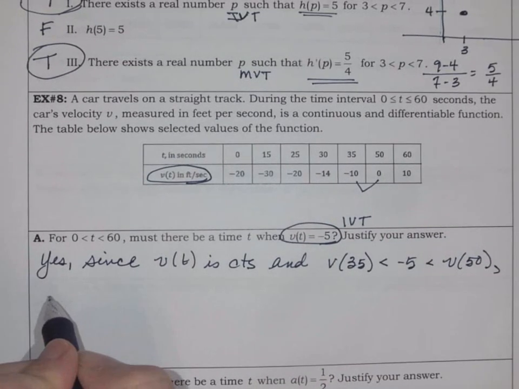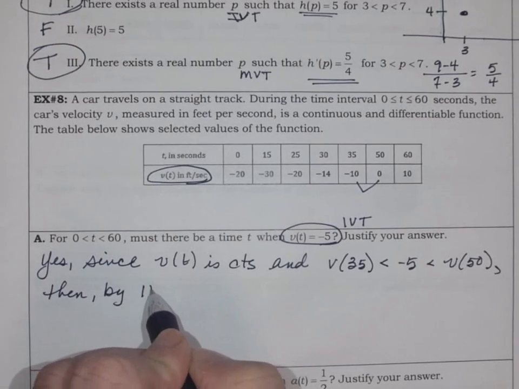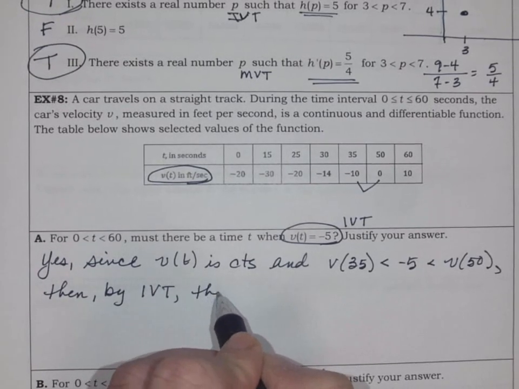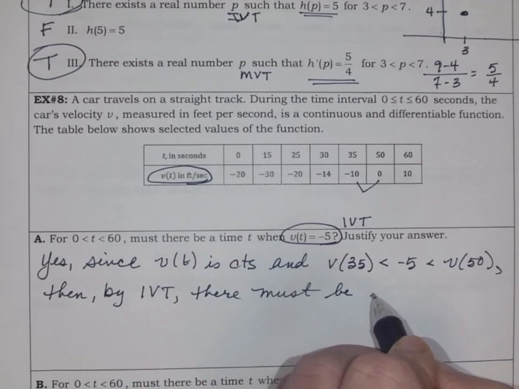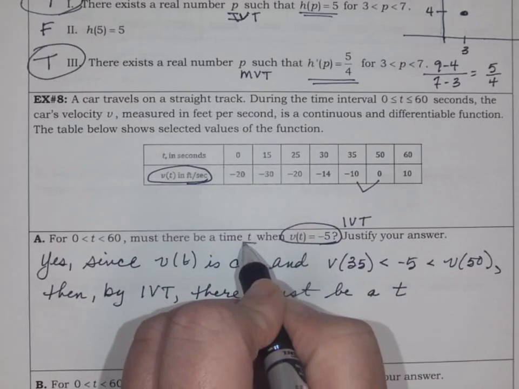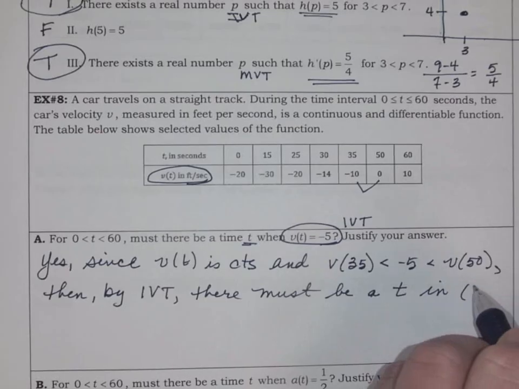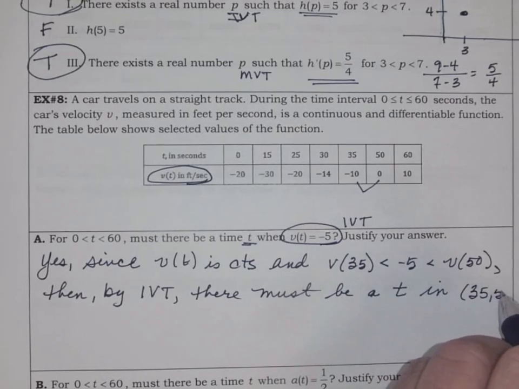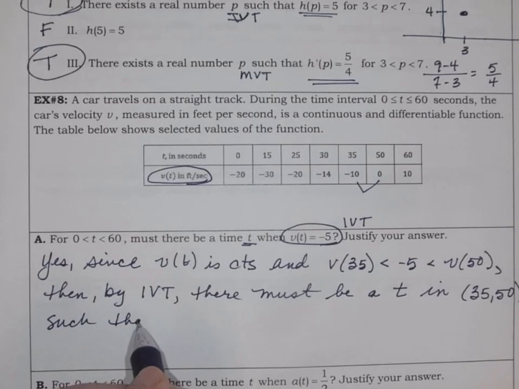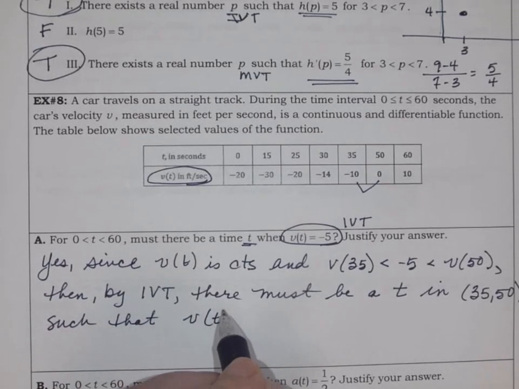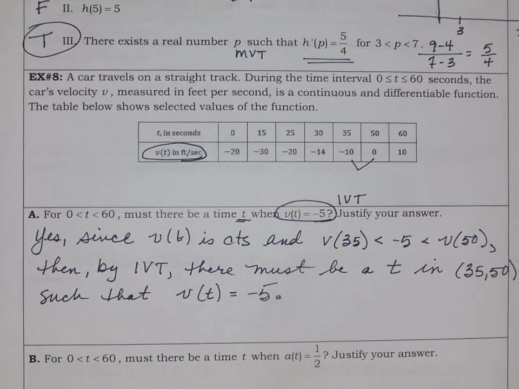Now we write our conclusion. Then by IVT, there must be a t, that's the variable that it called it, in, and then we use our interval, 35 to 50, such that v of t equals -5. Okay. All right, next one.